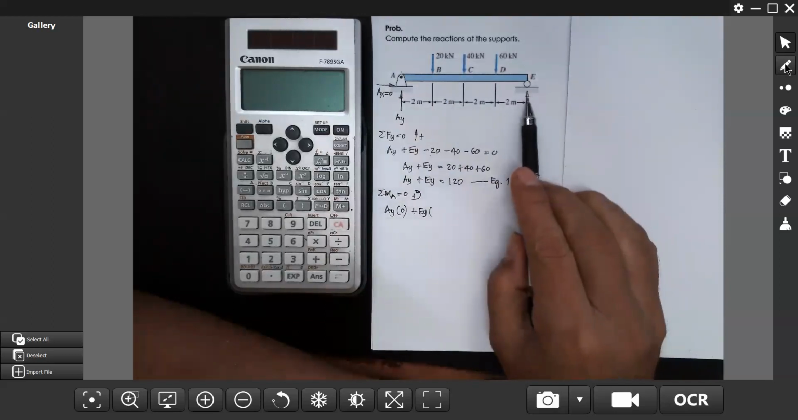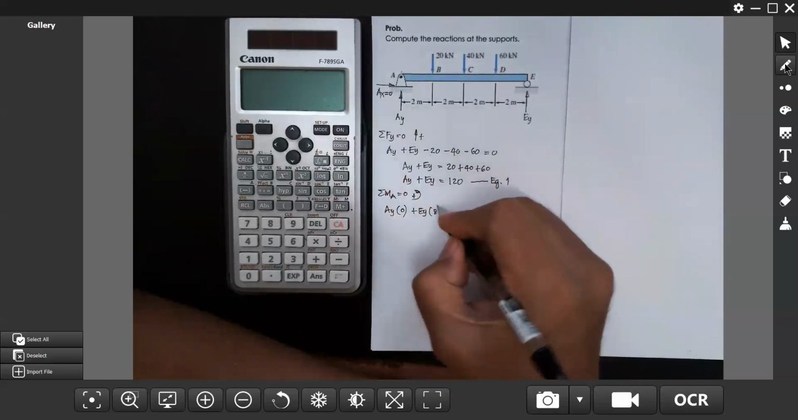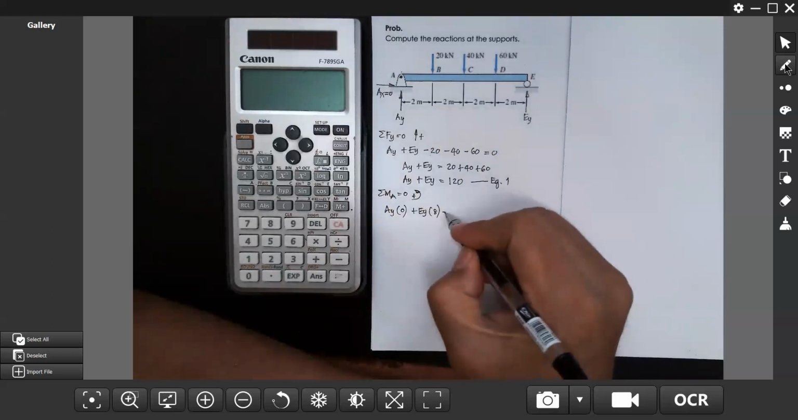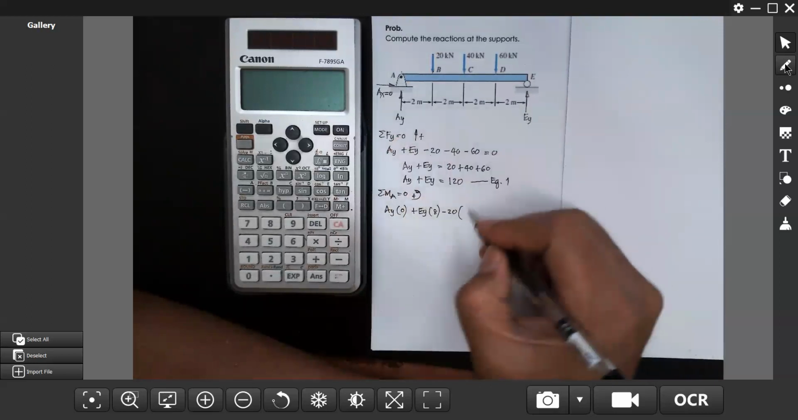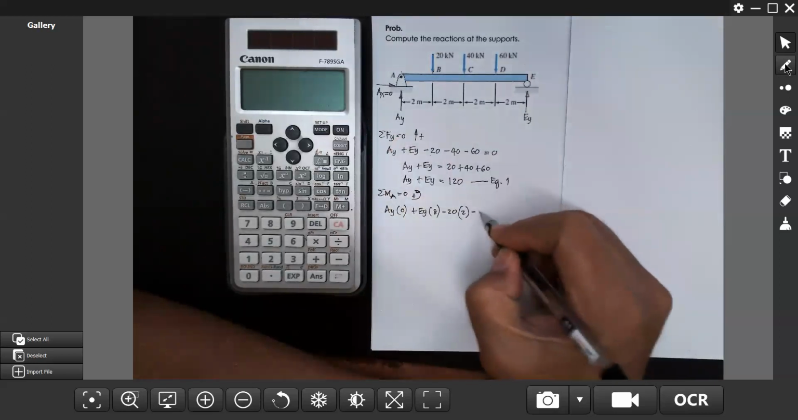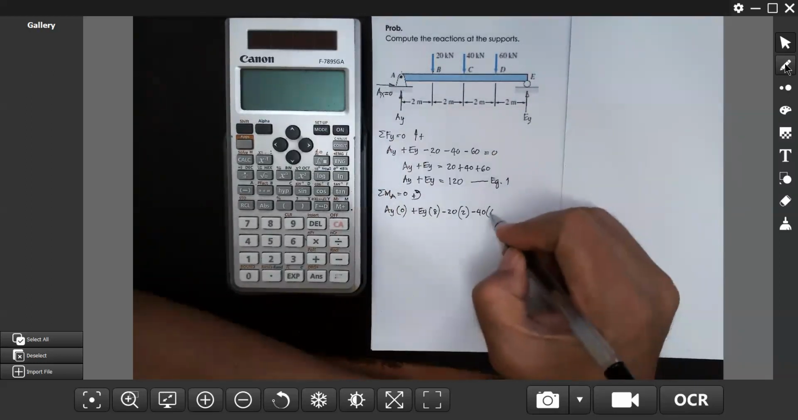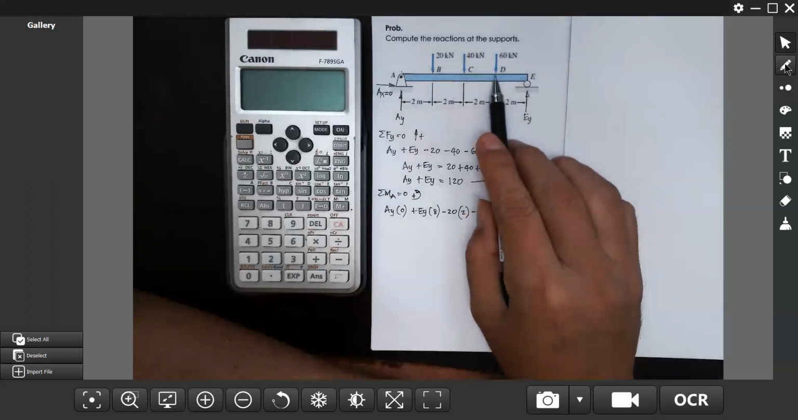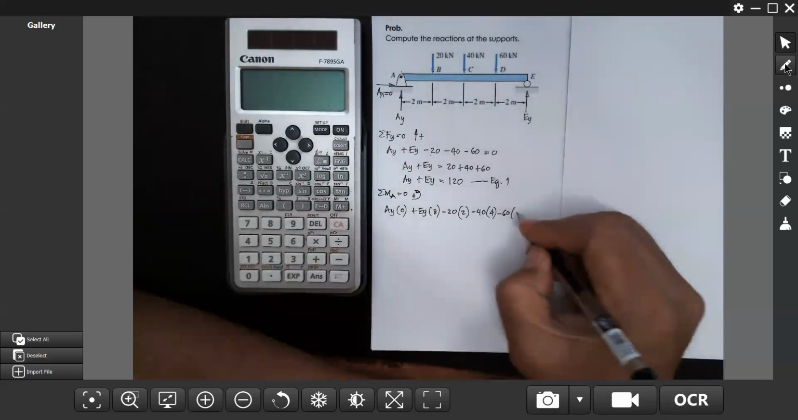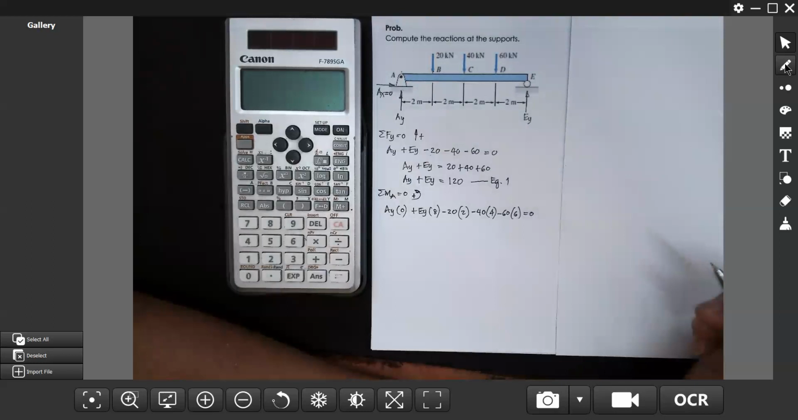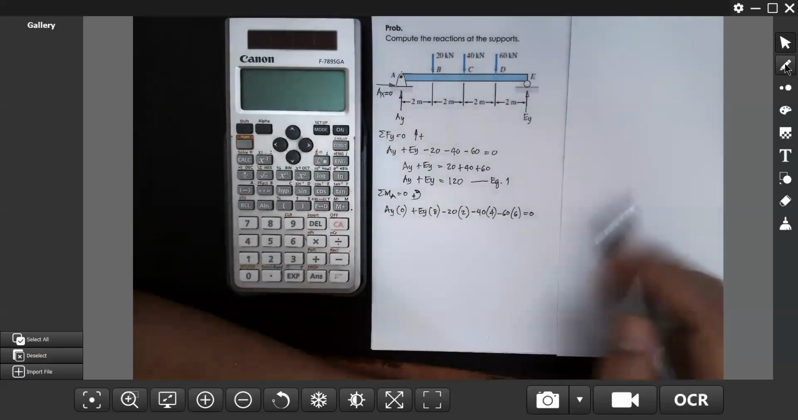And then EY, counterclockwise, so positive, plus EY. The distance of EY to point A is 8. And then minus 20. The distance of 20 from A is 2. Minus 40. The distance of 40 from A is 4. And then minus 60. The distance is 6. Equal to 0.